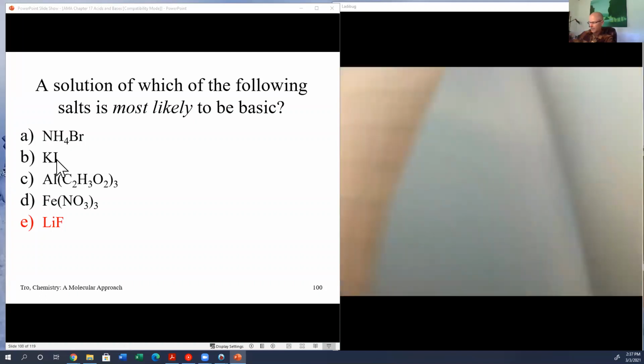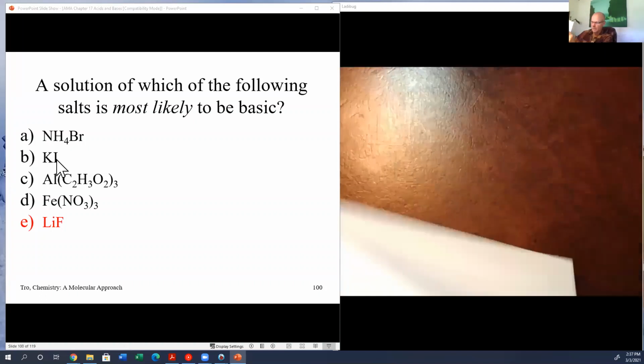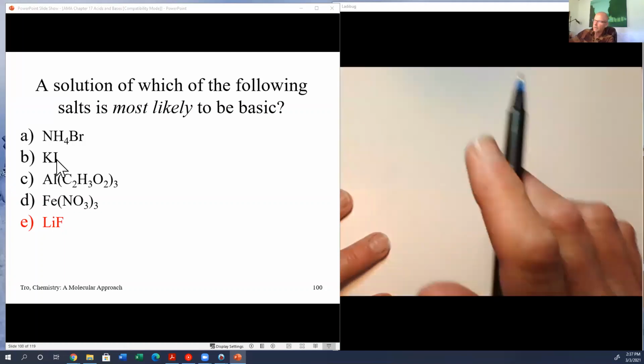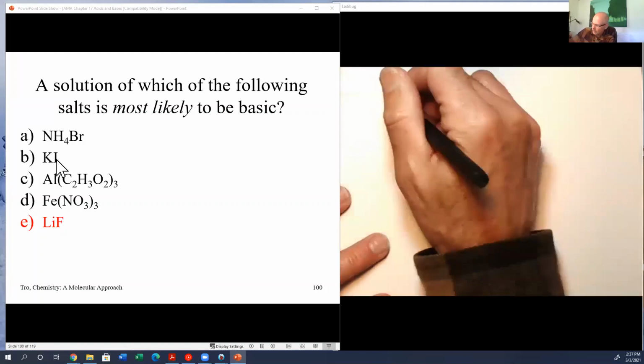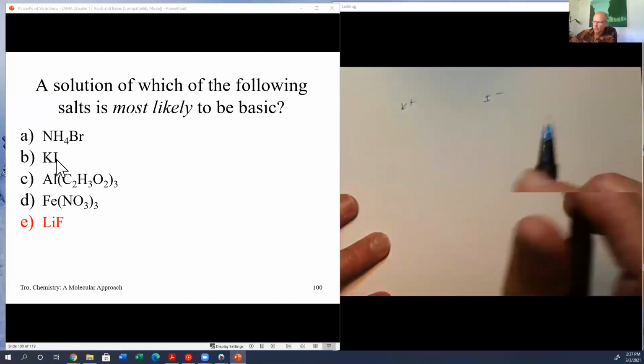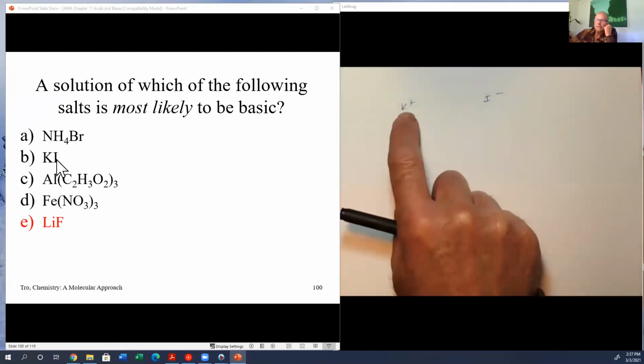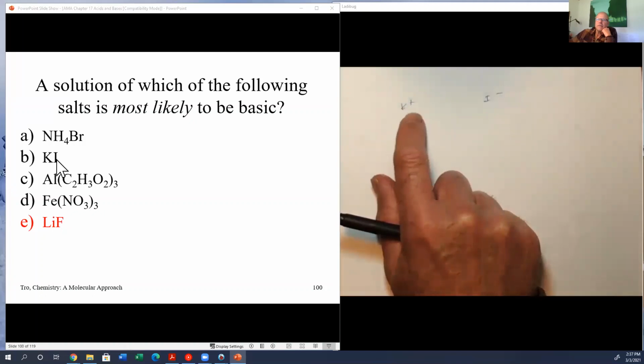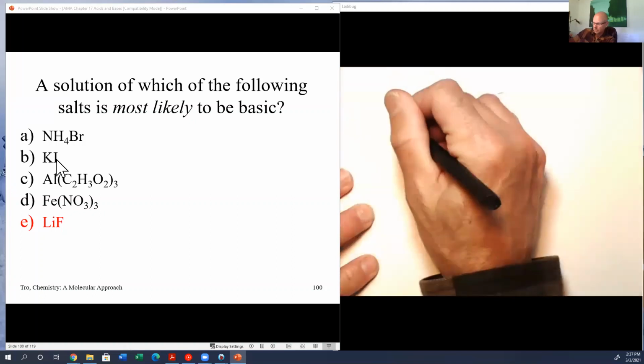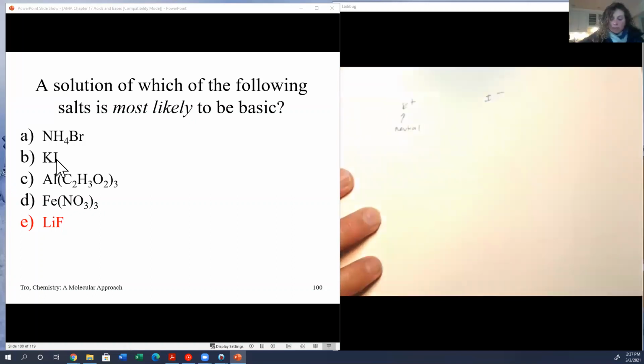Some of you got this, but a number of you do not quite have this concept yet. So let's just go through each of these one last time here. K plus, I minus. We're checking the cation to see if it's acidic. It is a group 1 or group 2 metal ion, right? And we know that group 1 and group 2 metal ions are the counter ions of strong bases. So if it's the counter ion of a strong base, it itself is what? Neutral, right?